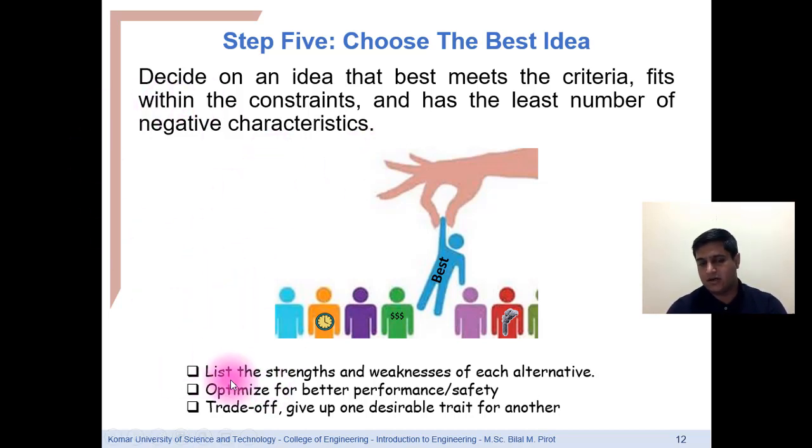And here there are some notes in this step. List the strengths and weaknesses of each alternative. This will help you while choosing the best alternative. Optimizing for better performance and safety. Safety and performance is very important. You should choose something that is easy to perform, that is easy to implement. Trade-off: give up one desirable trait for another.